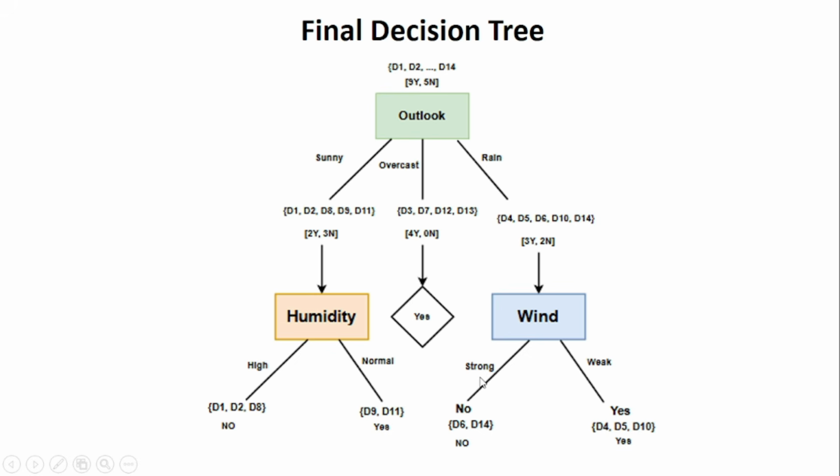So when wind is strong, the values are D6 and D14, saying when wind is strong we should not play. There is no yes in this case, it is pure data. When wind is weak, it says yes, you can play. On which days? D4, D5 and D10 we can play, and it says yes. This is how we need to draw a decision tree. Fine. If you look at the bottom leaves, they are all pure leaves.